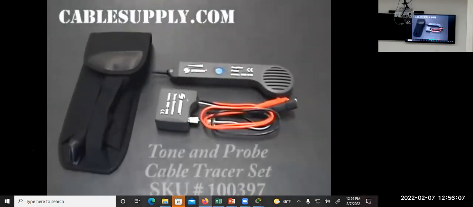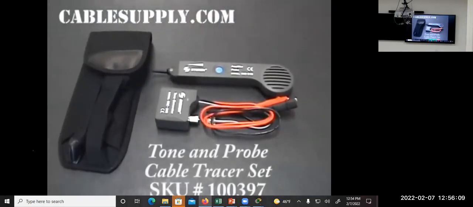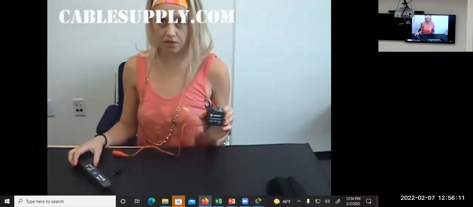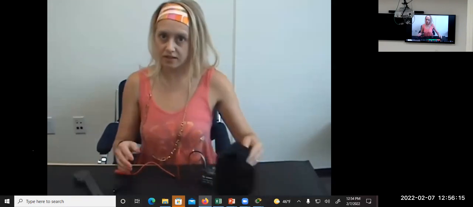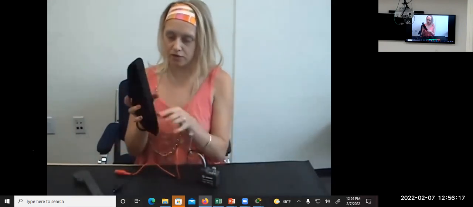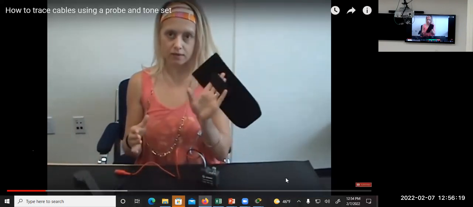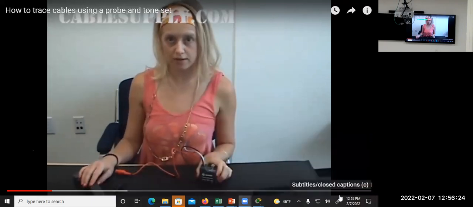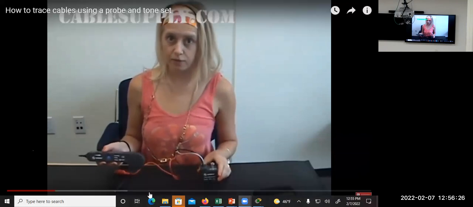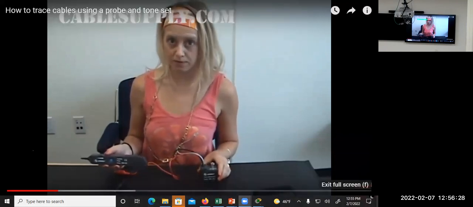Now let me demonstrate how to use the tone and probe test set. This is the tone generator, and this is the probe. This also comes with a nice carrying pouch for your belt, very handy. It also comes with two 9-volt batteries. This tool is necessary to have when you need to identify a bundle of cables.